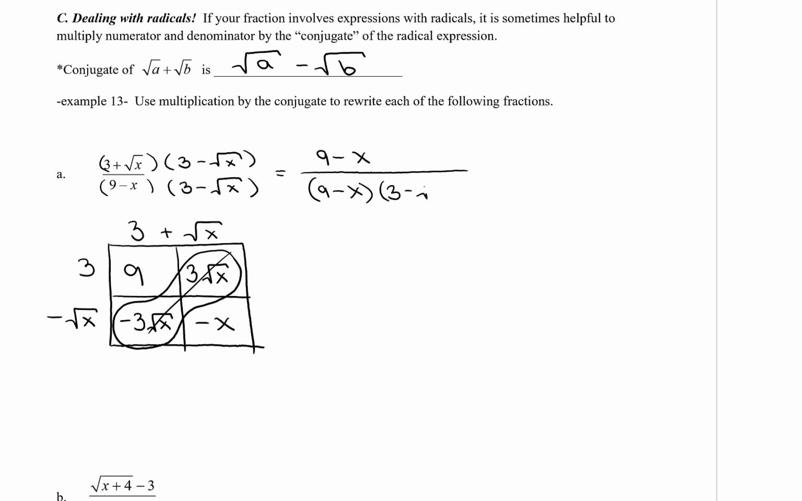We can cancel out a common factor of 9 minus x, and this is going to be equal to 1 over 3 minus radical x. And this is going to be our final answer, so I'm going to box this answer in.